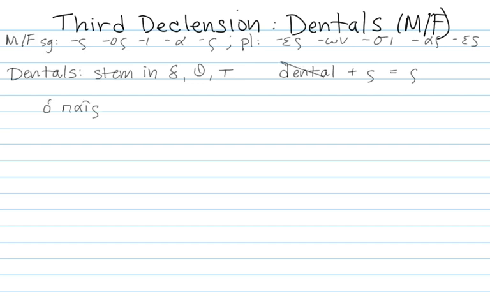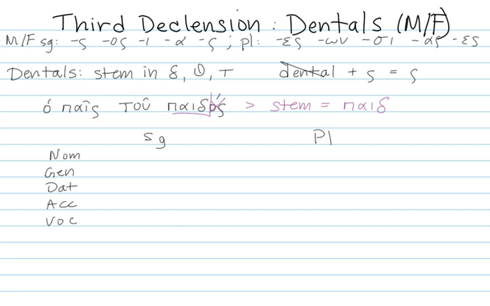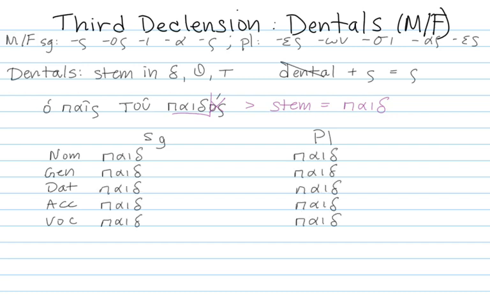So our sample noun is pais. Again, we have to look at the genitive singular to get the real stem. Lop off the ending, you'll see the stem is paid, which ends in the dental delta. And let's write out our stem, add our endings. For this particular noun, the vocative has no ending. And then our plural endings, and then we apply our rule.